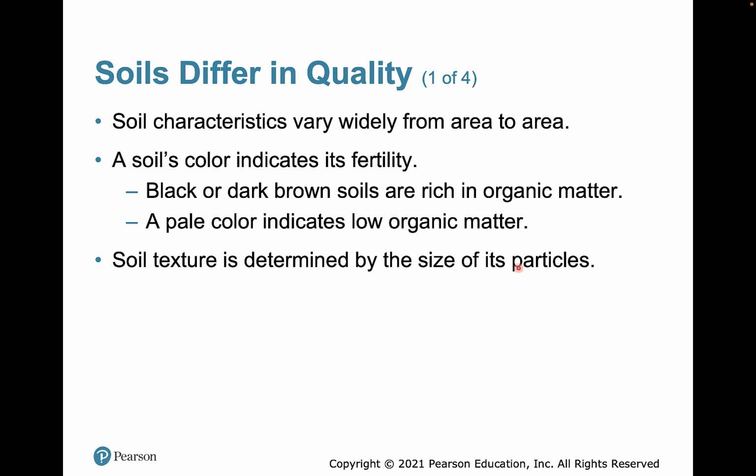Characteristics of soil vary widely from one place to the next. Typically, a soil's color indicates its fertility. If it's a darker soil, it's going to be richer in organic matter or humus, so it's going to be better for agriculture. If the soil is pale, it's not going to be great for agriculture because it's low in organic matter. Soil texture is determined by the size of its particles.